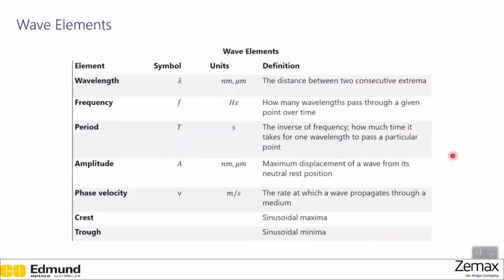Here are just a few wave elements, most of which we discussed in the previous slide, but some of the new ones are frequency, period, and phase velocity. The frequency of a wave is how many wavelengths pass through a given point over time, and this is in units of hertz. We then have period, which is simply the inverse of frequency. So this is how much time it takes for one wavelength to pass a particular point, and this is typically measured in seconds. Finally, we have phase velocity, which is the rate at which a wave propagates through a medium, and this is given in meters per second.